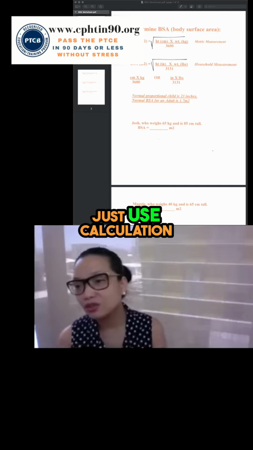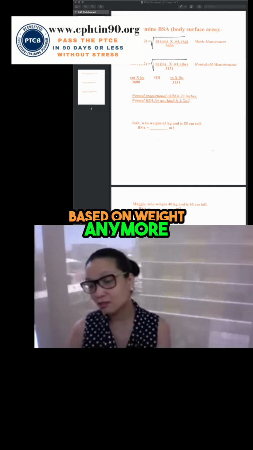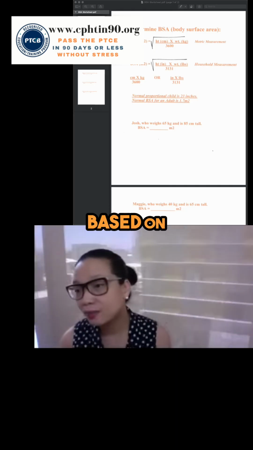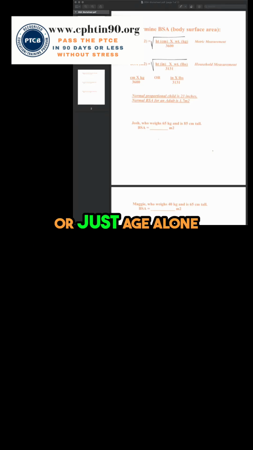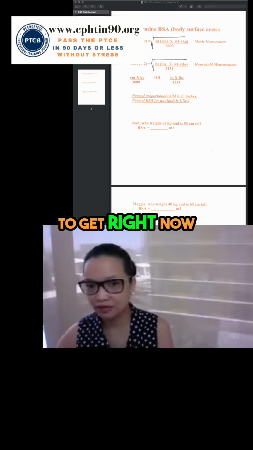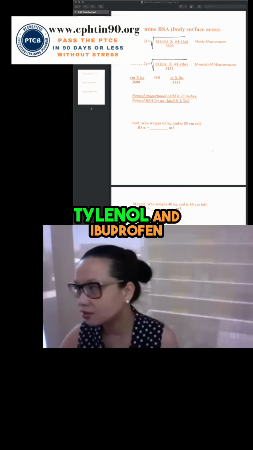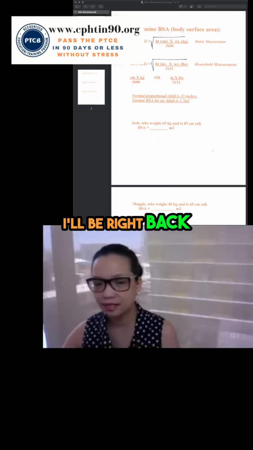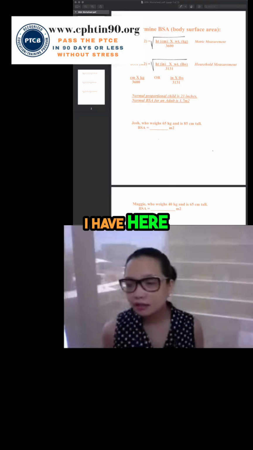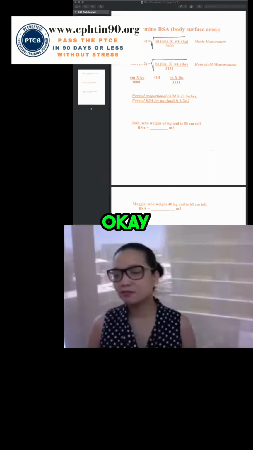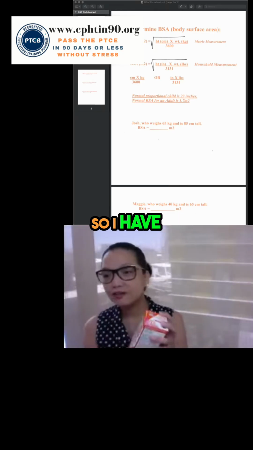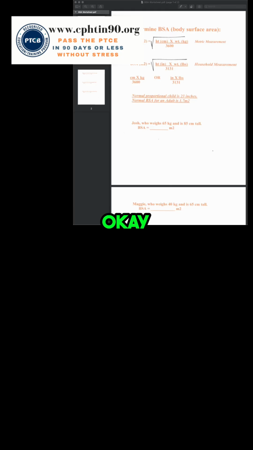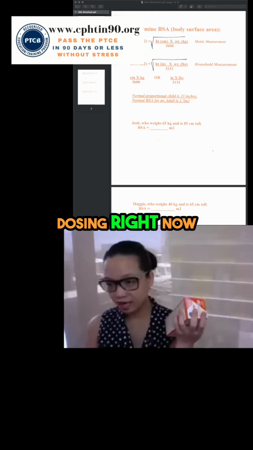However, now we don't just use calculation based on weight anymore, okay? Especially not based on just height alone or just age alone. If you noticed, which I'm going to get right now because my son has it, Tylenol and ibuprofen. I'll be right back. My son has gum ache because his first molar's coming out, okay? So I have here children's ibuprofen, okay? And I'm talking about pediatric dosing right now, okay?